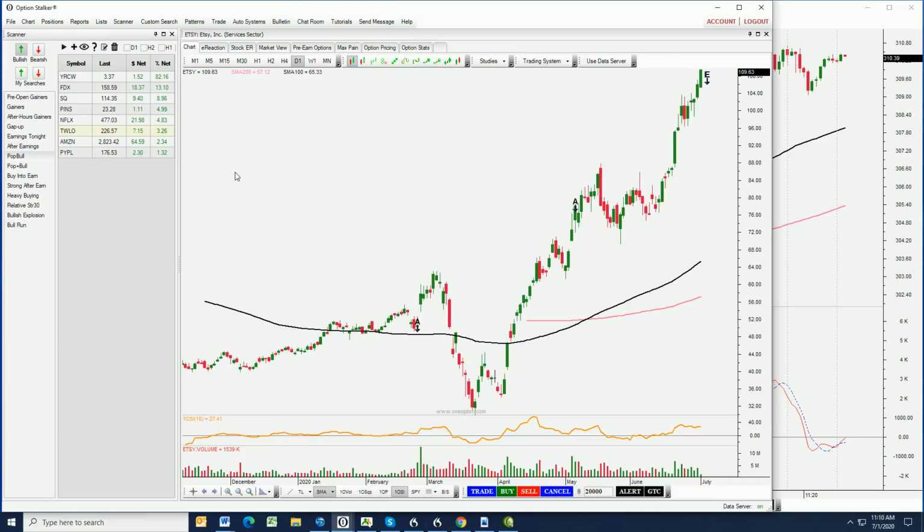Again, the stocks that I really like: TWLO. I like that spread, selling the 210 put, buying the 207.50 put, doing that for a 50-cent credit, expiring on July 10. And I also like SQ. I also like NFLX. Pop Bull was the search that I used in Option Stalker.